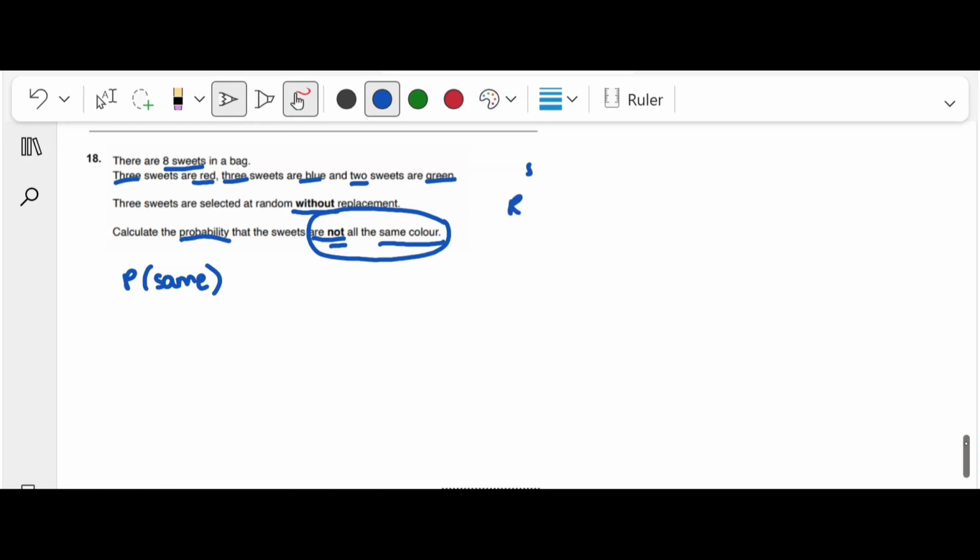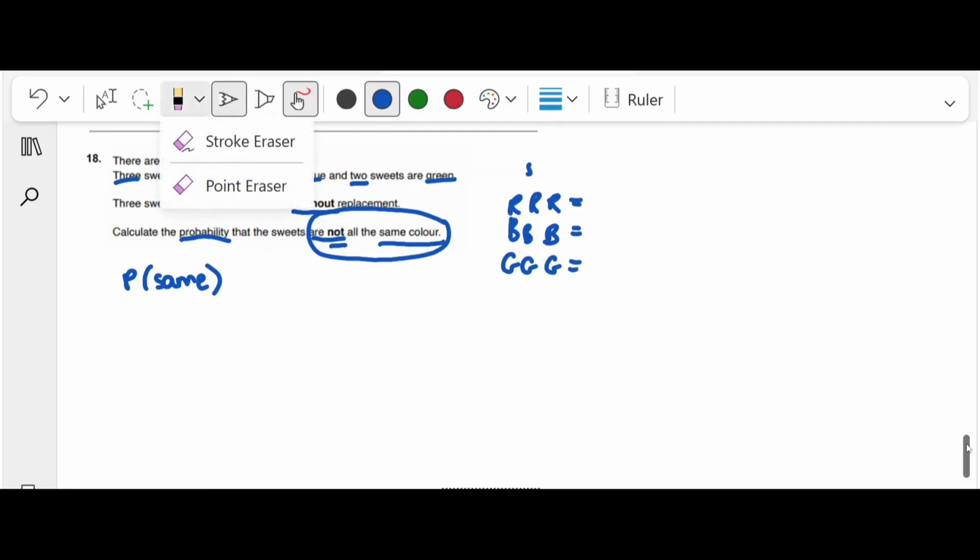I've got red, red, red, blue, blue, blue, green, green, green. Because to do all the other options, there'd be loads. I'd have to do loads of calculating. Remember, probability has to add up to 1. So if you do the probability that they're all the same, if you subtract that from 1, you're then left with the probability that they're not the same because they're the opposite of each other.